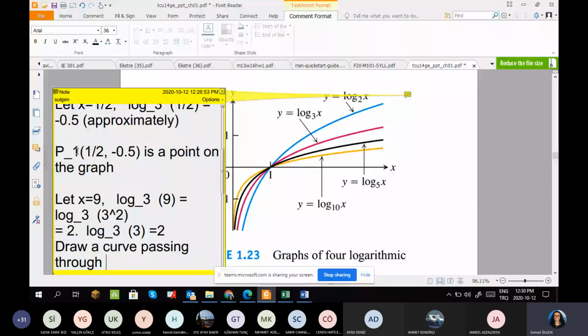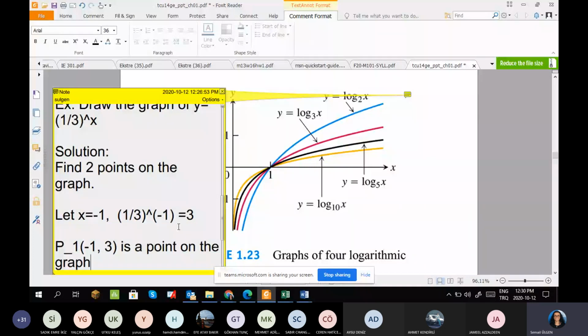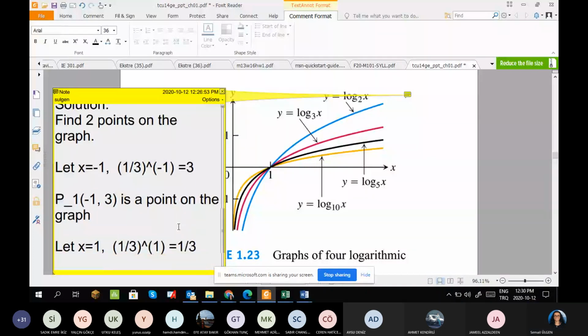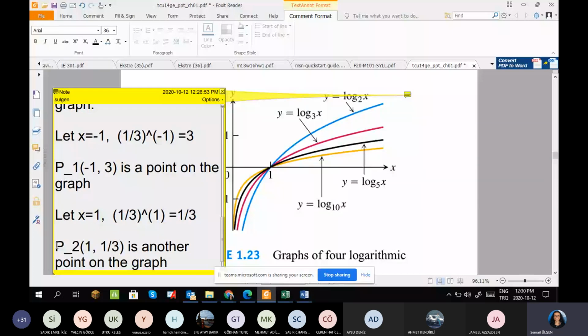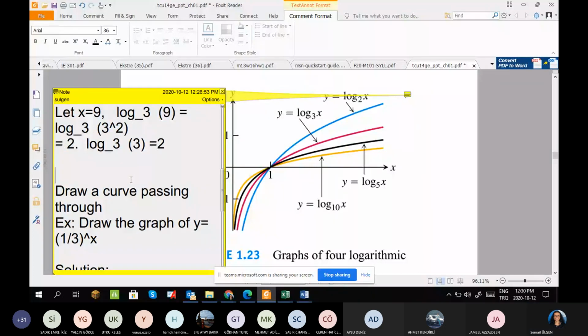Where's my P2 though? Just a sec. Let me write P2. P2 is here. For some reason, I didn't write my P2 here. P2 is (9, 2). This is the point it passes through, another point on the graph.